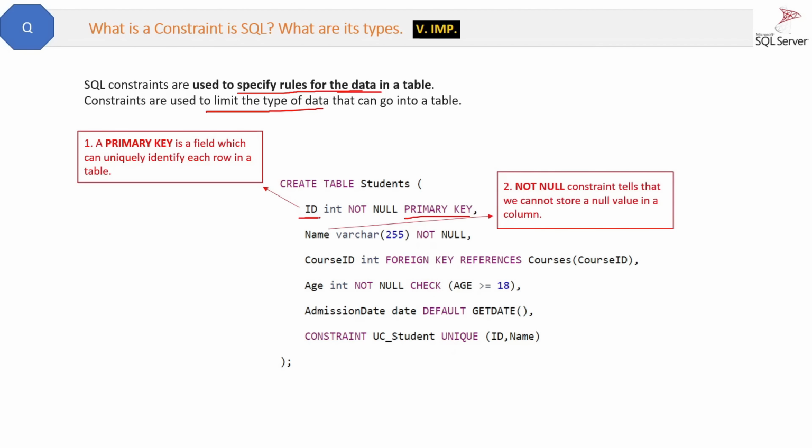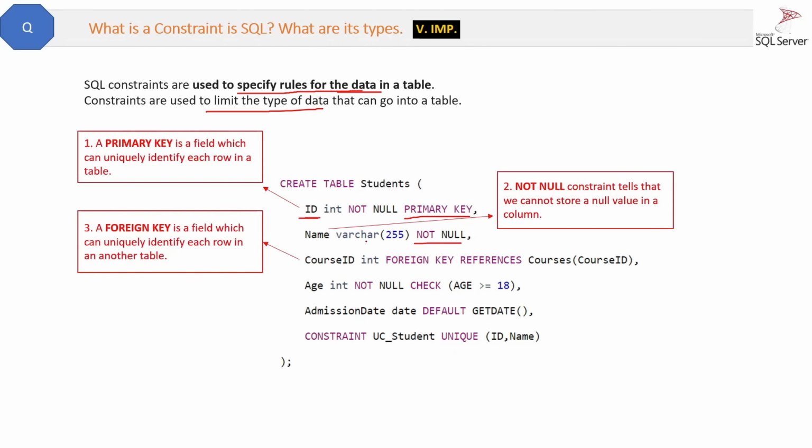The second one is the not null constraint. It tells that we cannot store a null value in a column. So here in the second column, we have applied not null. So this name column cannot be null at any point of time. If you try to insert a null value in this, then it will not allow it and will throw an error.